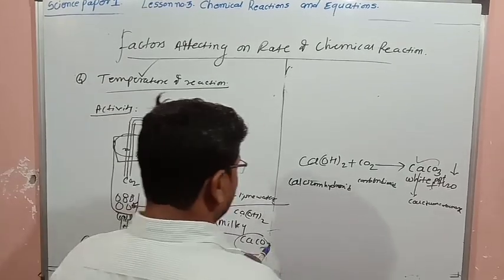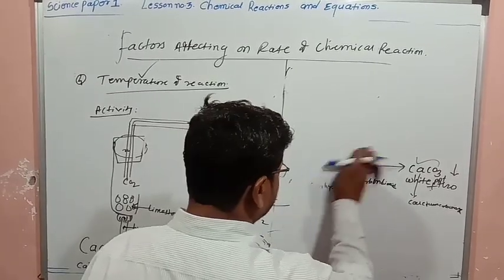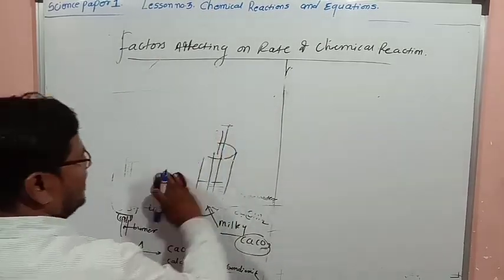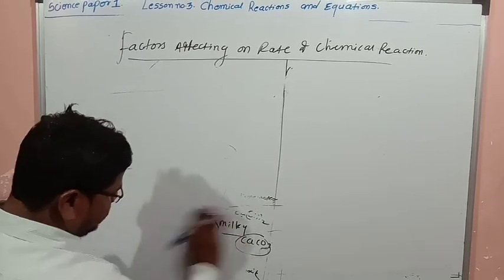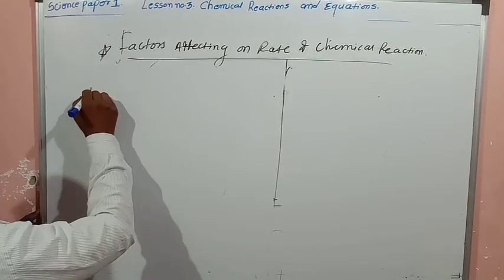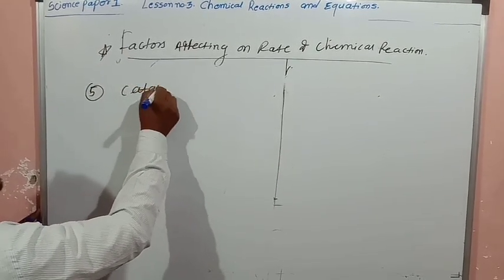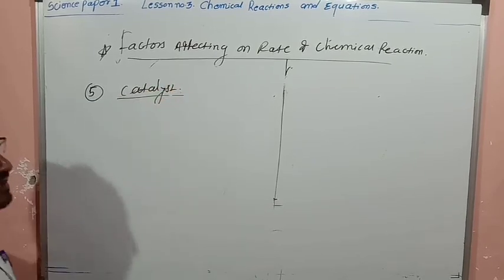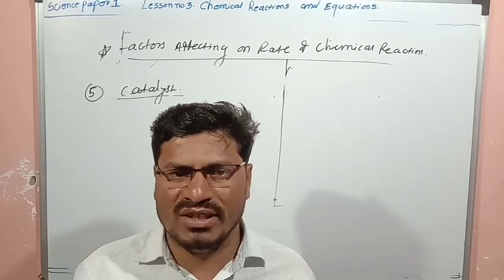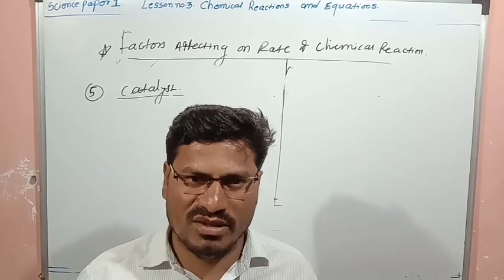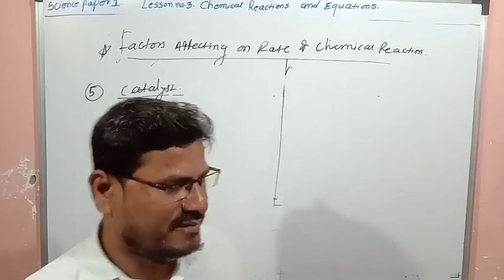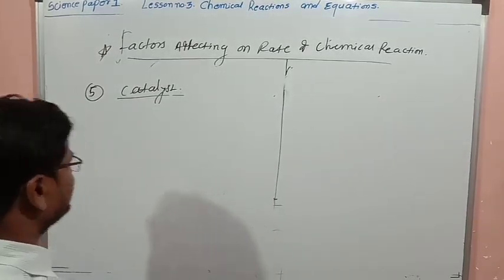So the next factor we are going to learn is the catalyst. Factor number 5 affecting the rate of chemical reaction is the catalyst. So what is meant by a catalyst? It is a chemical substance which does not take part in the chemical reaction but increases the rate of the chemical reaction. It will not take part in the reaction but it will influence it.